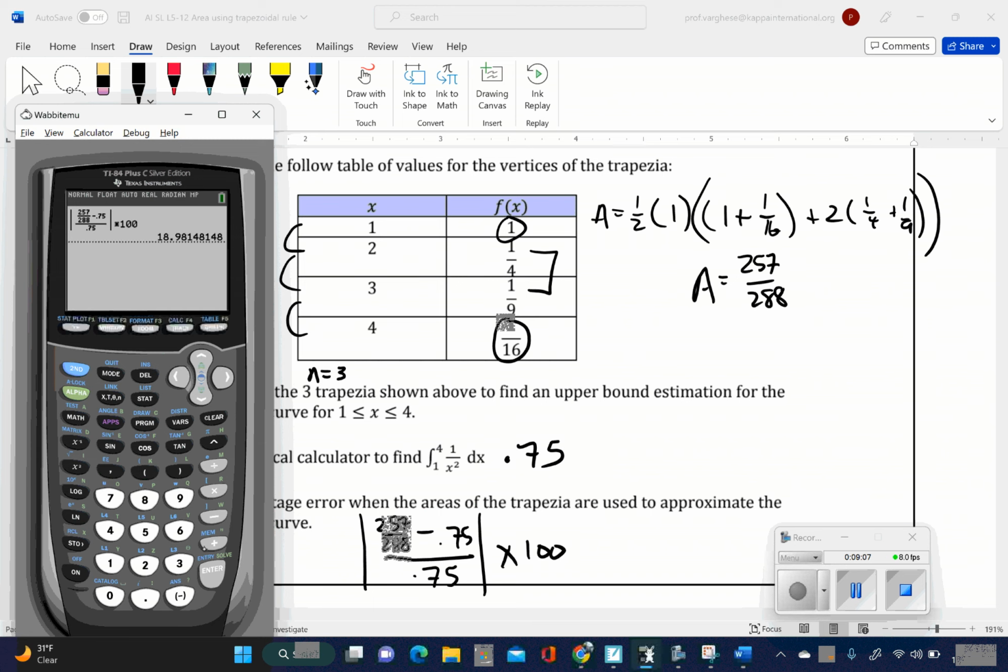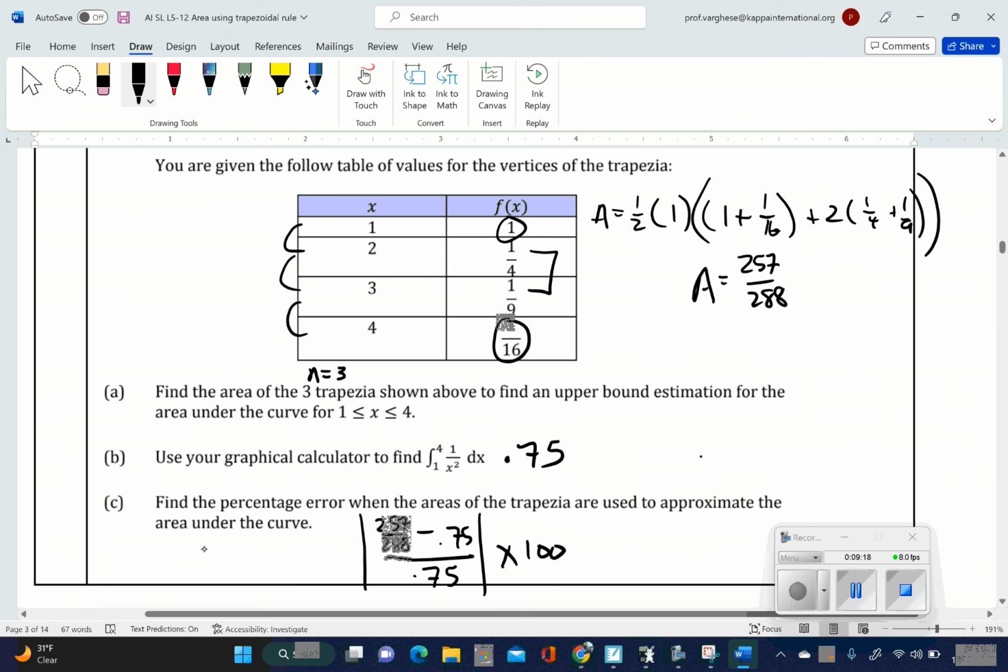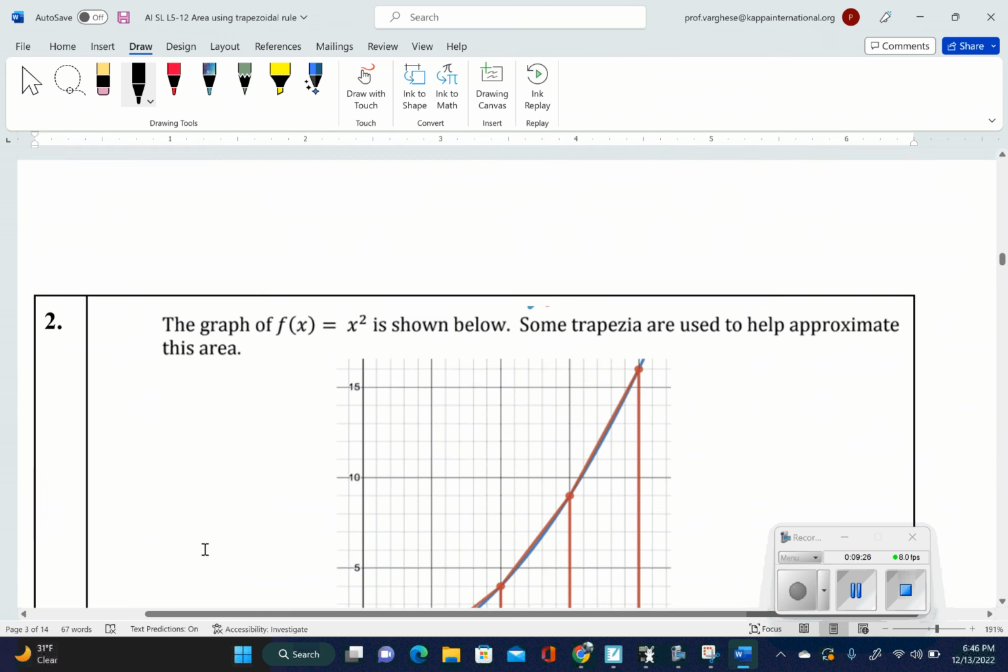And hit enter, and I'm going to get my answer of about, yeah, this says percentage error, so I'm going to round this to about 19%. So my percentage error is about 19%. Okay, that's the answer for the first one. All right, second question.